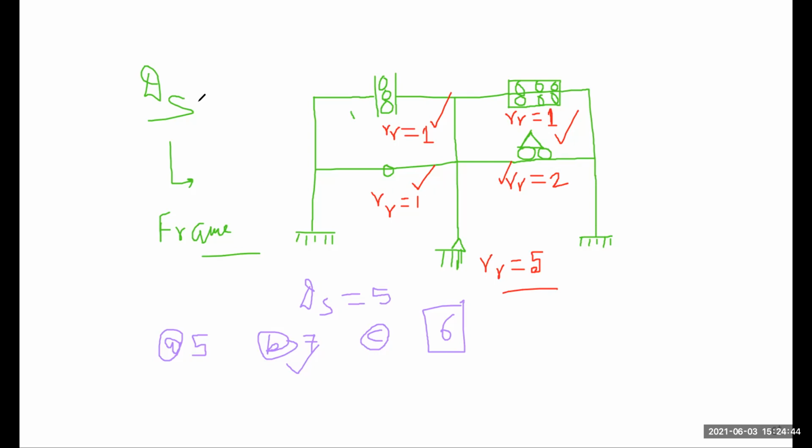Then we find DS. So first we cut all the members. Here we cut the members. If you cut the member here also, then you see this part will be separated out, so there is no importance of this part. So we only cut at one place. Here we generally cut our frame here, here, here and here. So total cut is C equal to 4.